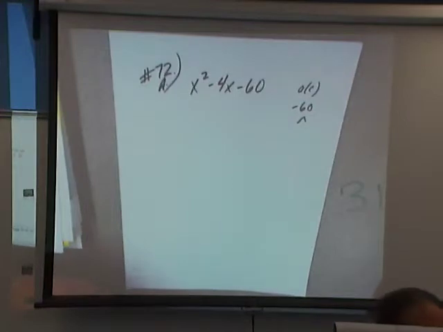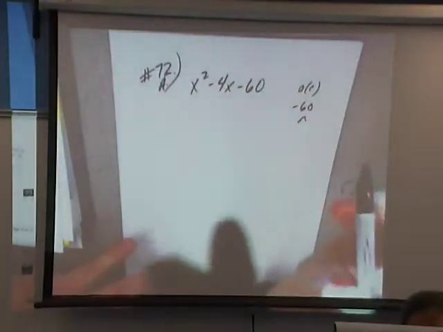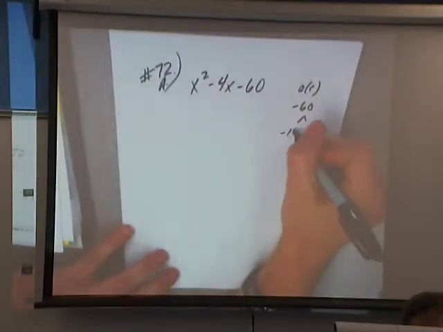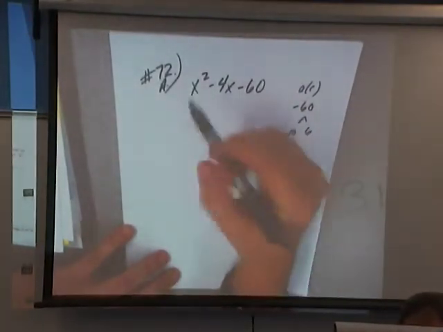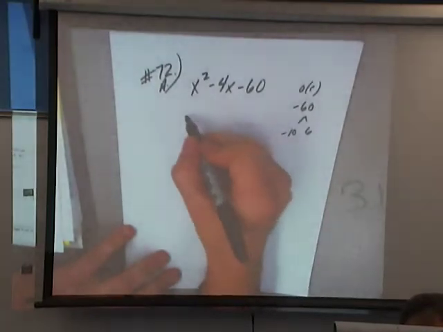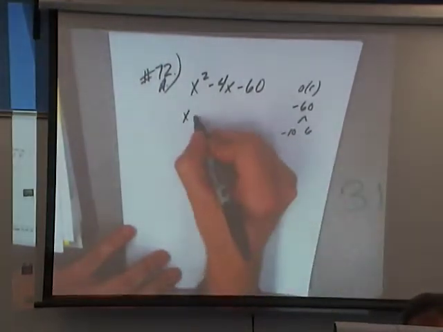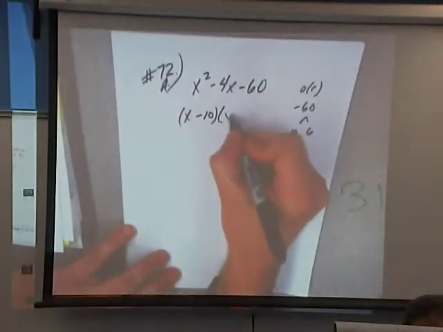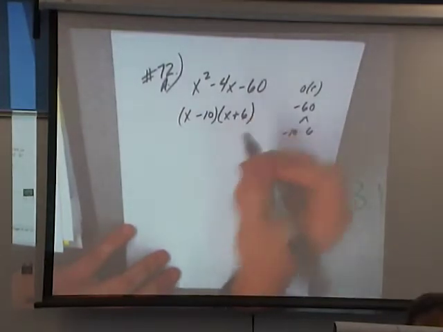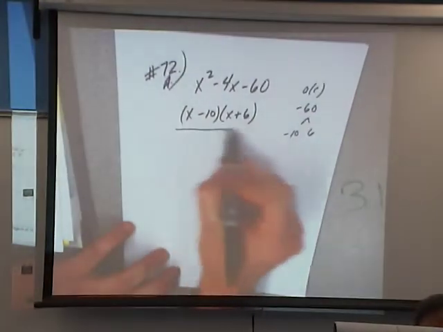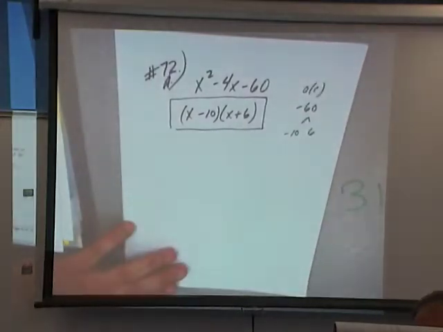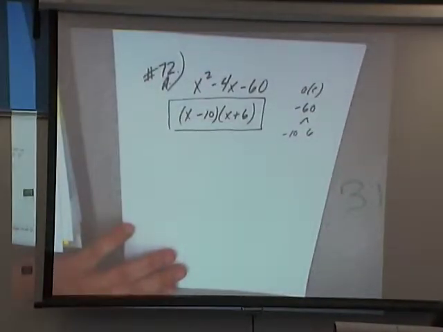Two numbers multiply together give you negative 60, but add up to negative 4. Negative 10 and 6. The A value is 1, so I can just go right to factored form. X minus 10, x plus 6. Are we okay with that? Questions?